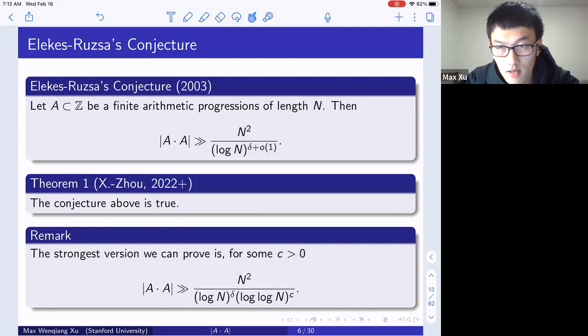Any questions on this? If not, I will move on to the second problem I want to mention.